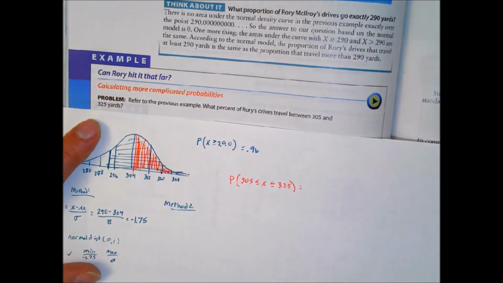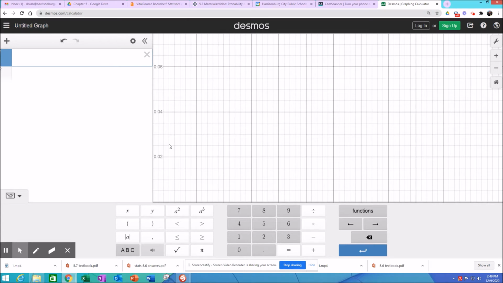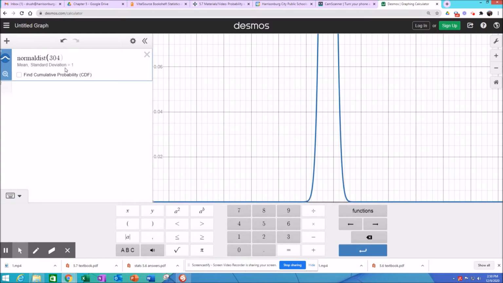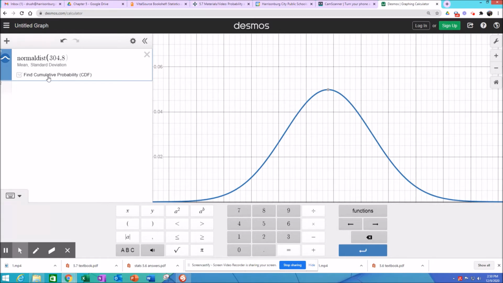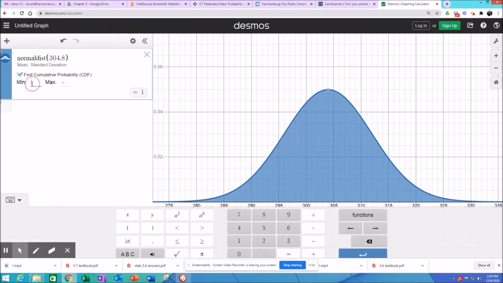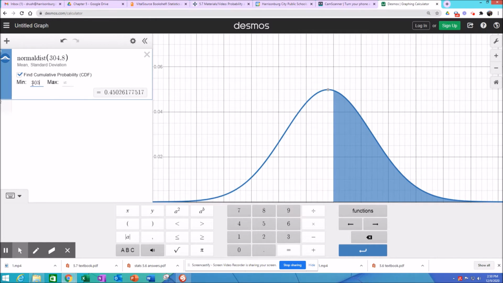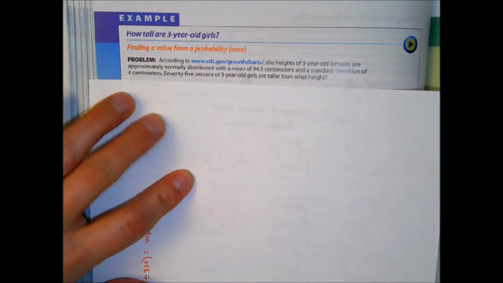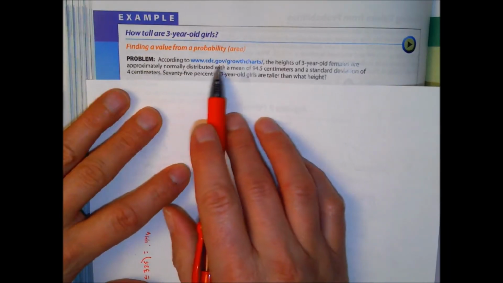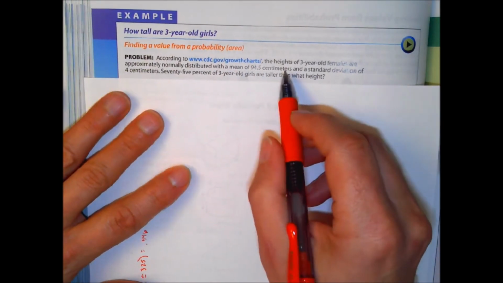Okay, so to be between 305 and 325, once again, functions, normal distribution. Instead of z-scores, instead of 0 and 1, I'm going to put in what he did. He had 304 as his mean and 8 as his standard deviation. And we want to know between a minimum of 305 and a maximum of 325. To find the area between those two, it gives us about 44.6.